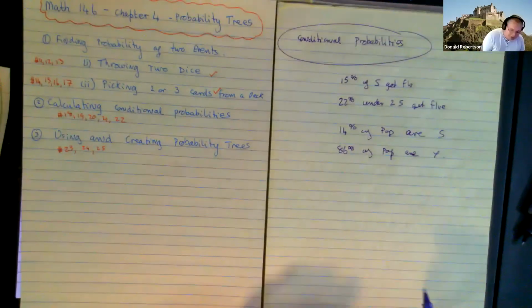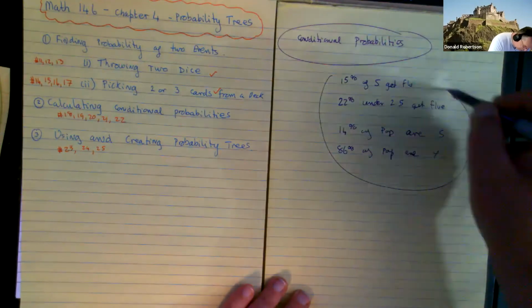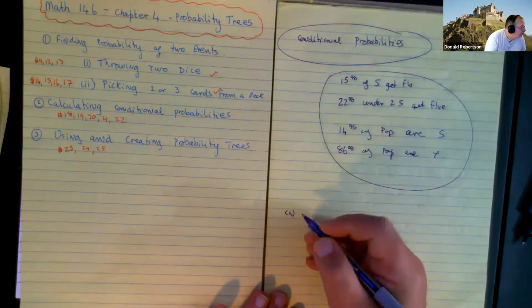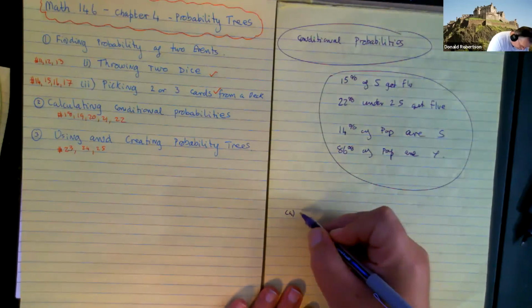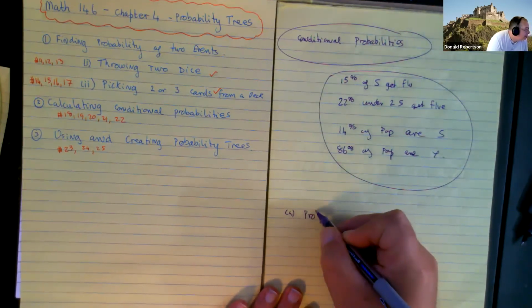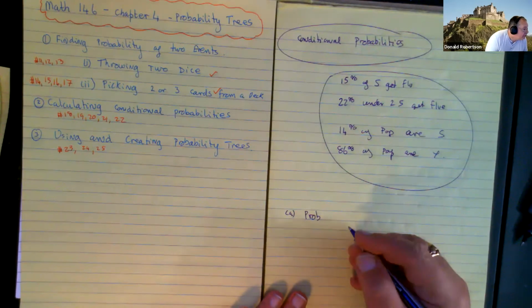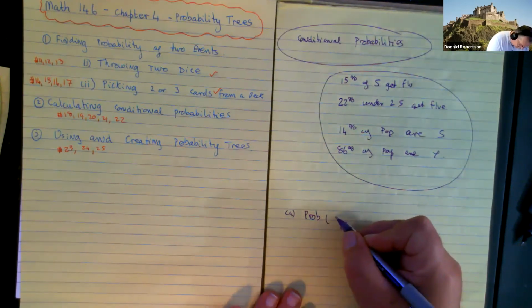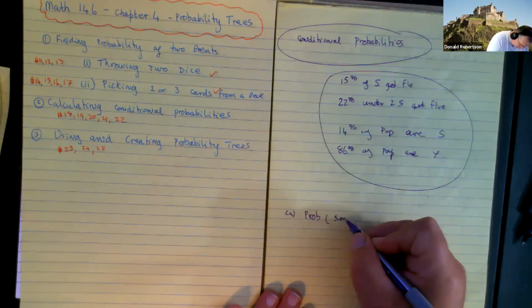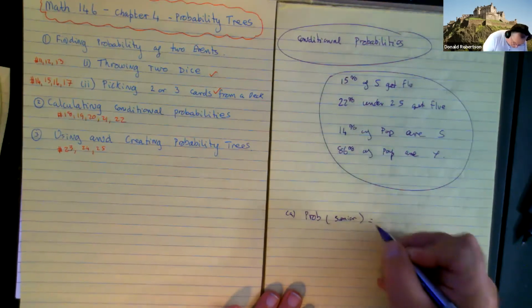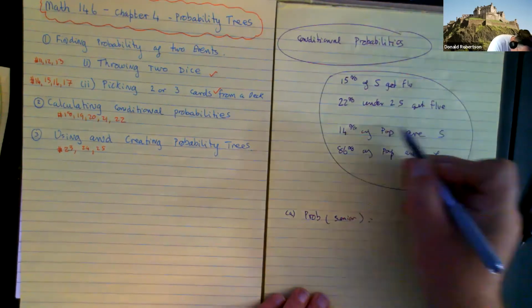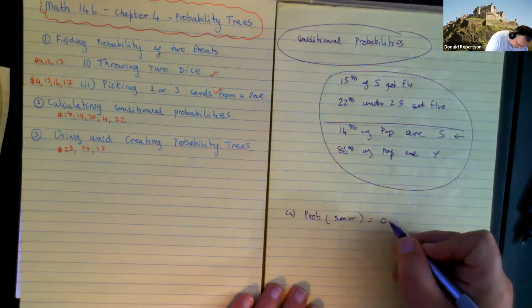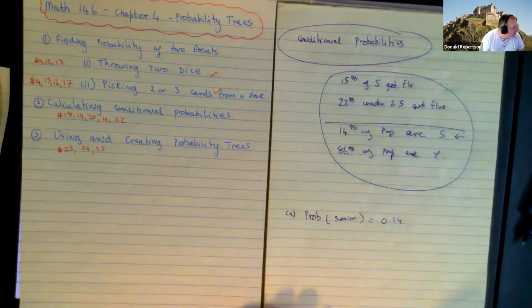Right, now there is a lot of information in here, and we are going to use it to calculate some probabilities. So the first question was, what's the probability that a person selected at random will be a senior? So, well, that's this number here. So that's 14%, but as a decimal, 0.14.